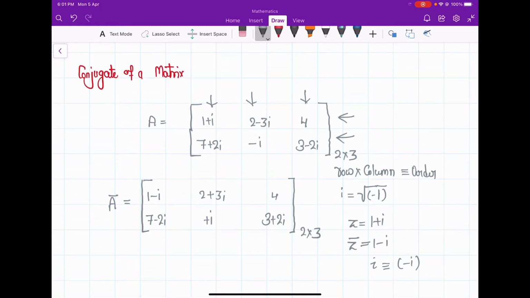So if you have to find the conjugate of a matrix, you just have to find each element and convert it into its complex conjugate. So the conjugate matrix of A will be given by A bar.